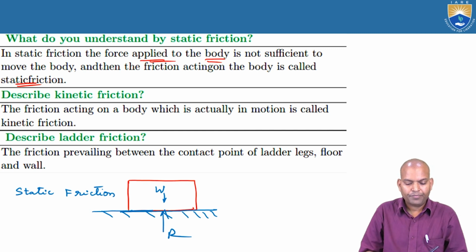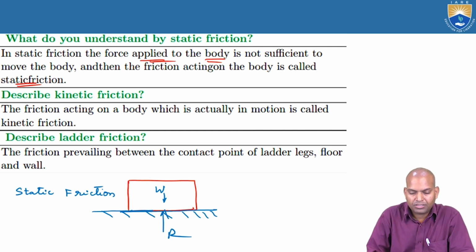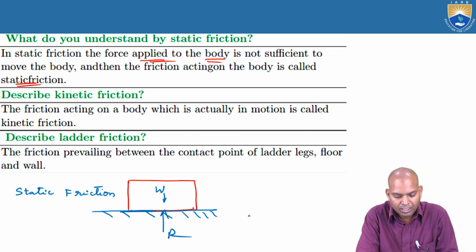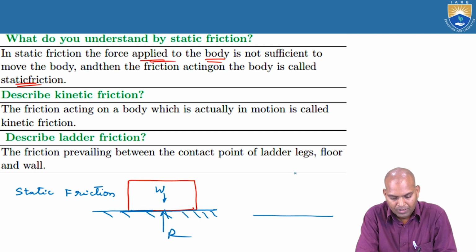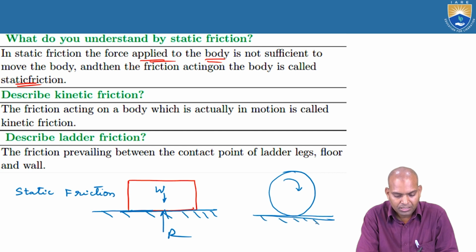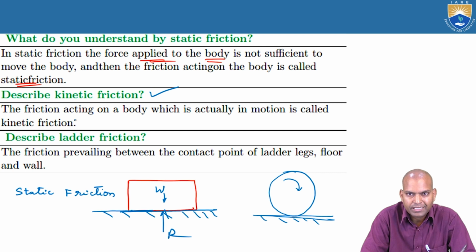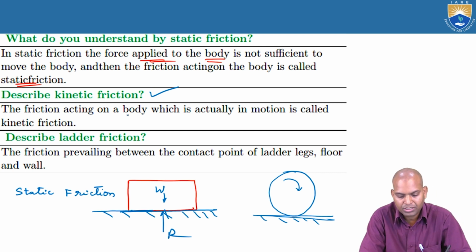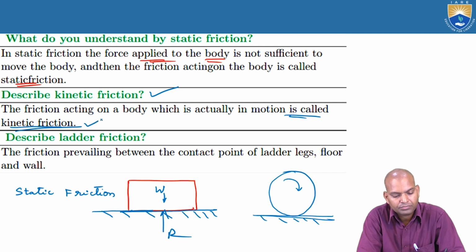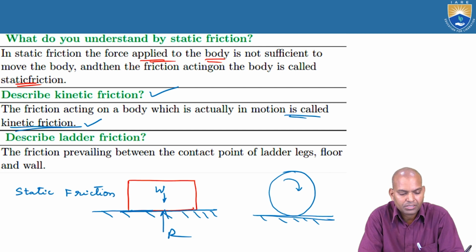Now, suppose the body is under motion, it is moving and going on. The friction acting on a body which is actually in motion is known as kinetic friction. Which is actually in motion is called kinetic friction.